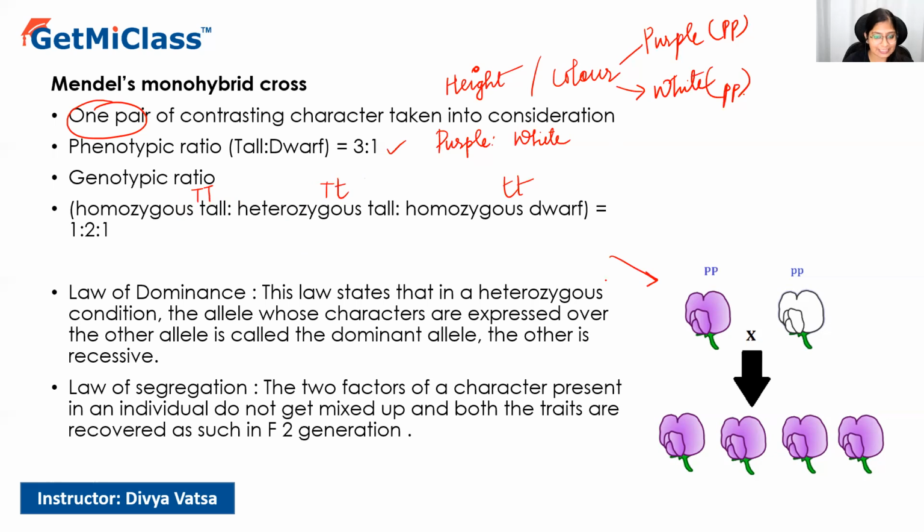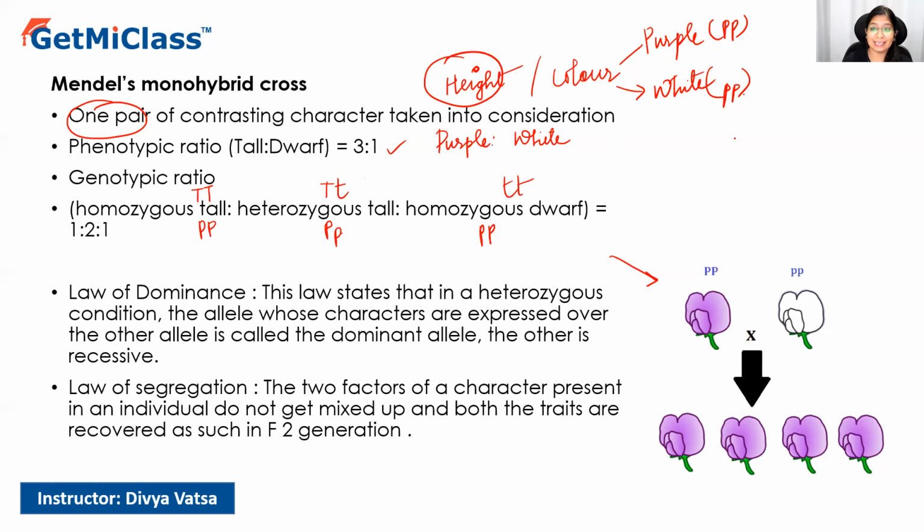If you're looking at this example, then it will be purple. This will also be heterozygous purple, and then this will be white. If you're taking this particular example, but Mendel did it with the height, so we are looking at both of them. Law of dominance came from monohybrid cross.